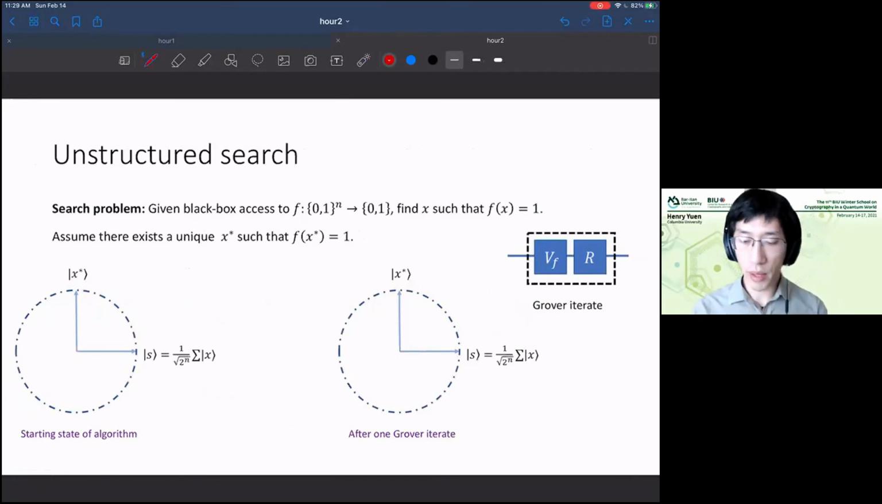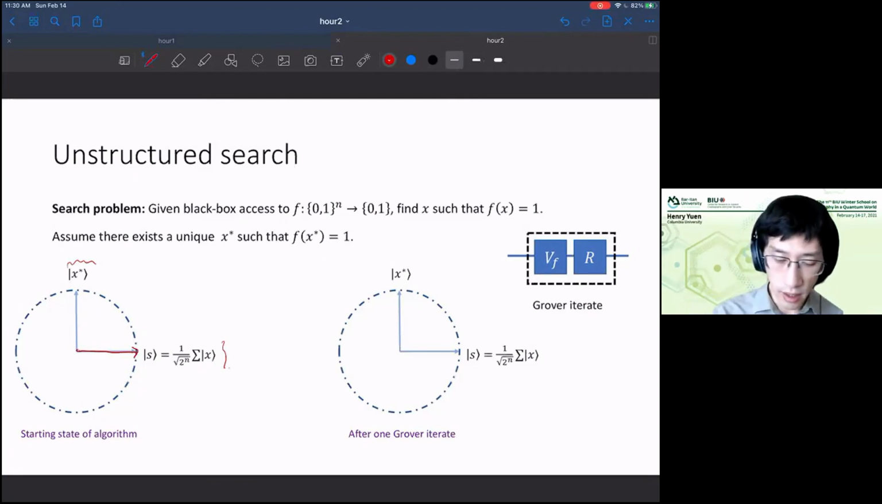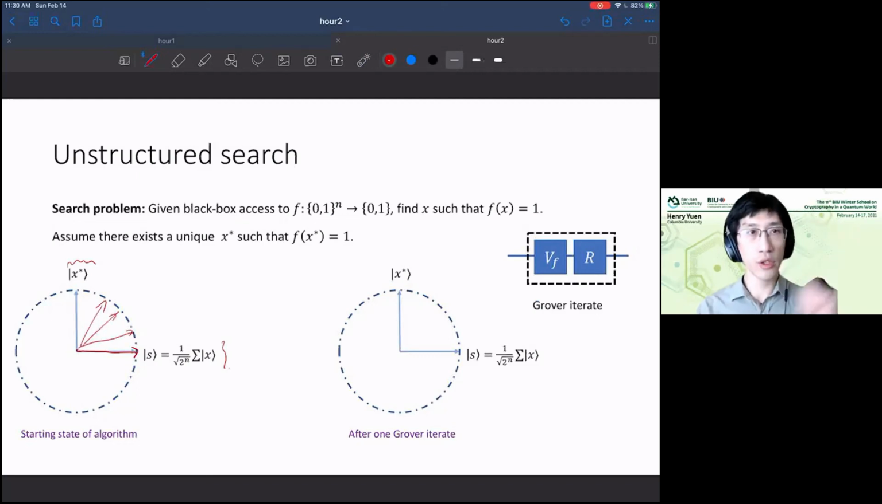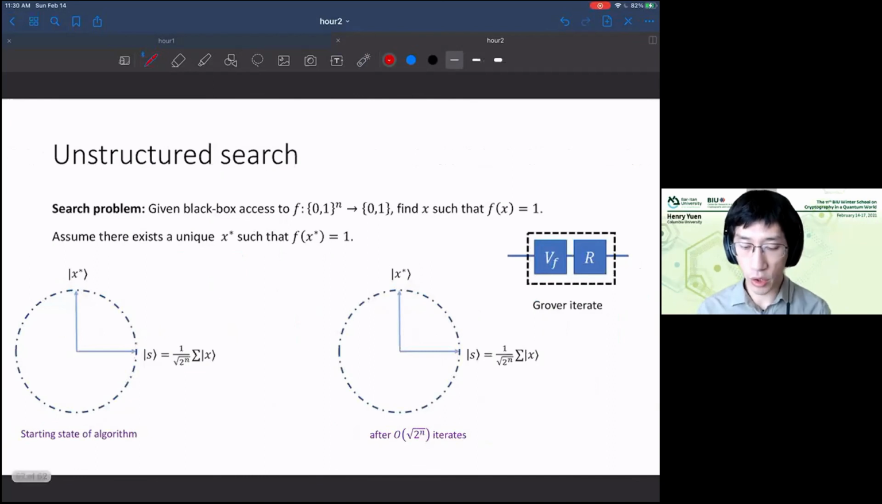Basically, the purpose of putting together this Grover iterate is that the intermediate state of this algorithm will lie in a 2-dimensional subspace between the starting state, this uniform superposition, and the desired target state x star. In the beginning it starts as S, but as you apply this Grover iterate over and over again, it's going to rotate closer and closer to x star. So after one Grover iterate, it's some vector like this. But after square root 2 to the n iterates, it'll be very close to x star.